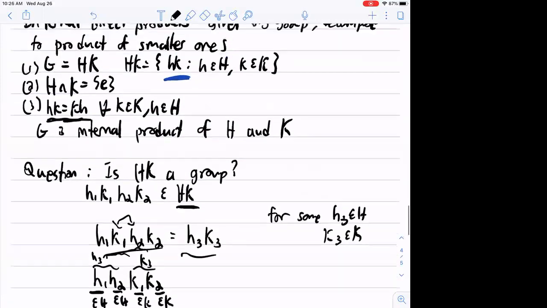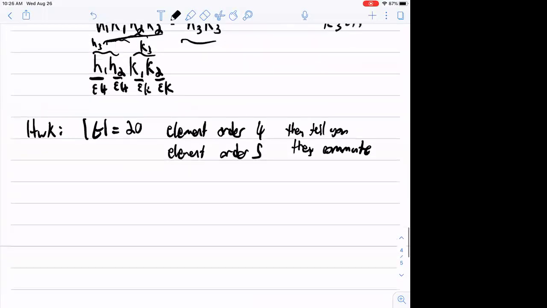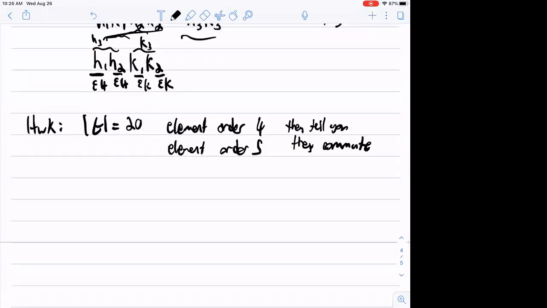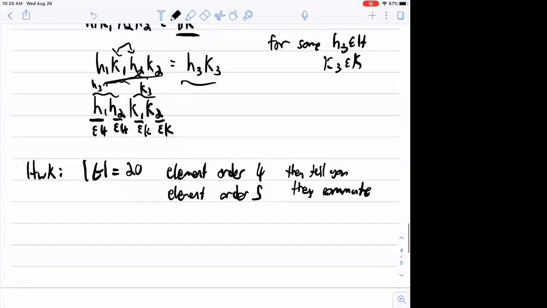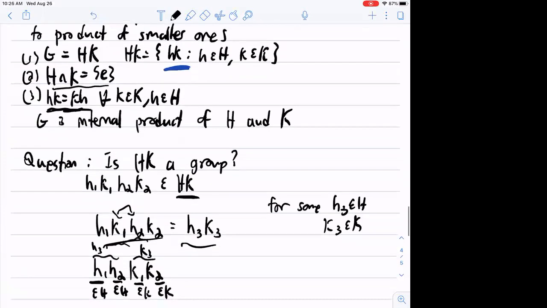So the fact that it's the intersection is E, that should be easy, right? I mean, again, you have order 4 and order 5. If something belongs to both of them, by Lagrange, the order must divide 4, and the order must divide 5. Not many numbers are factors of 4 and factors of 5 except 1. So you just need to check that G is HK.